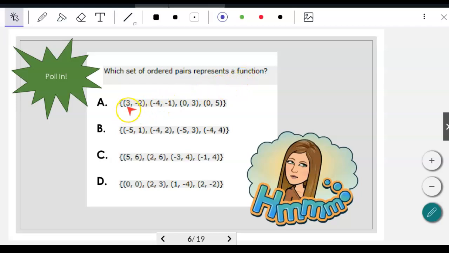All right, so we're looking for the set where all the x's are different. This has 3, -4, 0, 0. The zeros repeat, so that's not a function. B, -5, -4, oh, the -5 repeats, not a function. 5, 2, -3, -1, all different. That's a function. And this one, let's see, the 2's repeat. So the answer is C here.